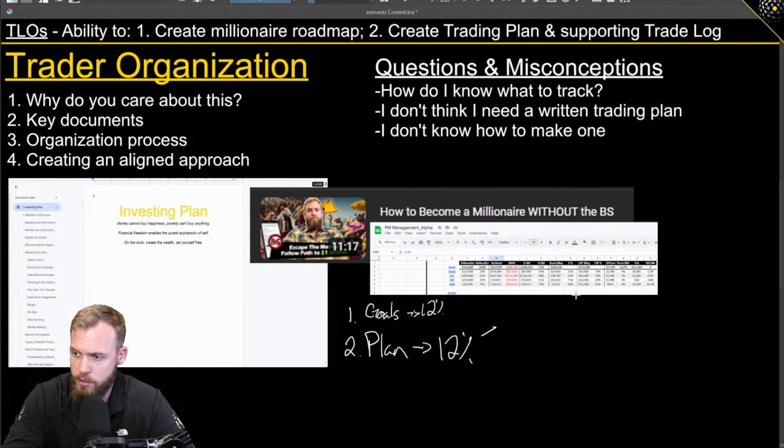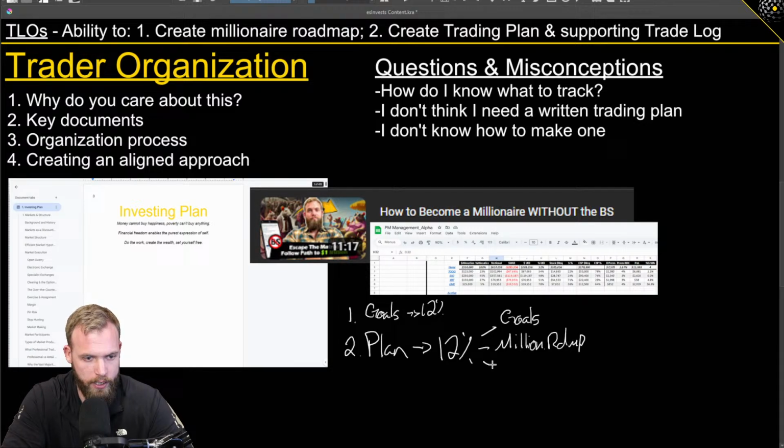So the first section of the plan, and you'll see in the template that I have, this is something I use somewhere else, but for the plan itself, we're going to have some key sections. We're going to capture our goals that are quantified. We're going to include the millionaire roadmap so that we have a clear target of what we're shooting at. Then what I like to have is a portfolio management section. This is going to include my risk tolerance.